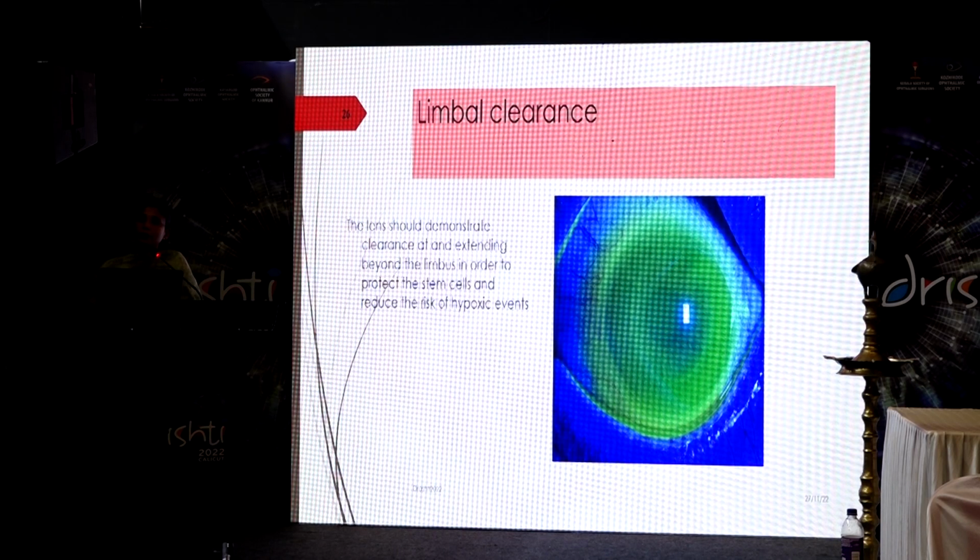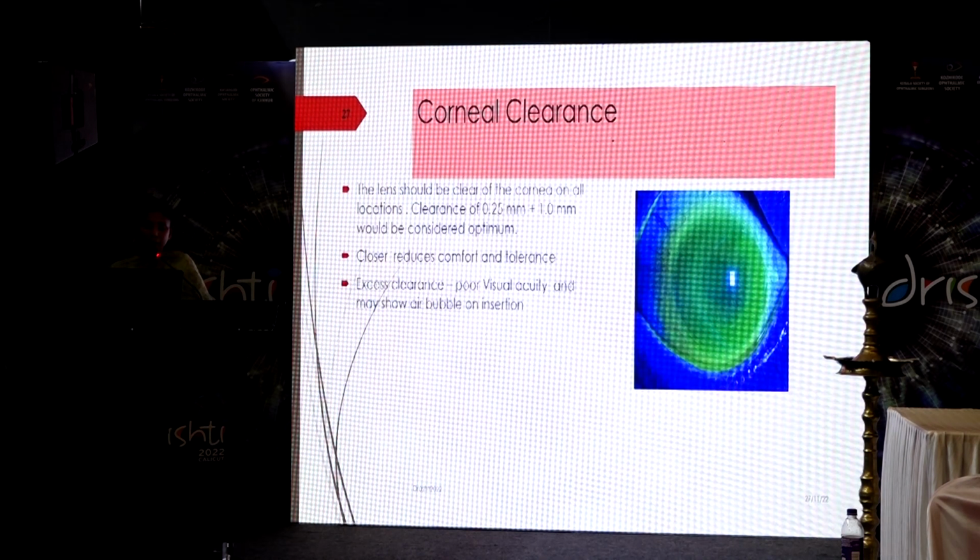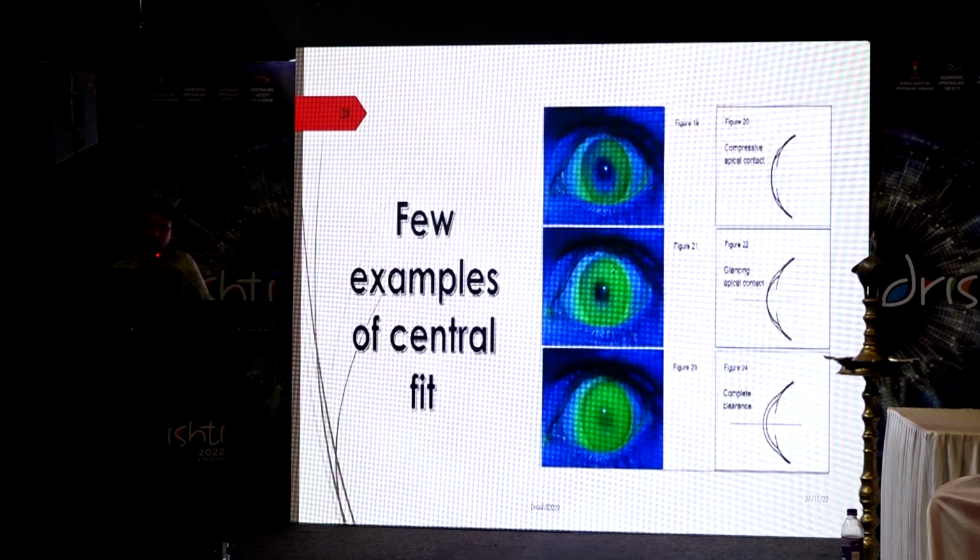Also, you need to ensure that there is adequate limbal clearance, because the lens vaults over the limbal zone as well, and the lens should demonstrate clearance at and extending beyond the limbus in order to protect the stem cells and reduce the risk of hypoxic events. Sometimes there is compression at the limbus, which could also end up with corneal edema, because debris collects and there is reduced oxygen reaching the cornea, so that could be a contributing factor. You need to look at these aspects. Adequate corneal clearance is definitely required. These are a few examples of central fit where you see a compression at the apical contact.